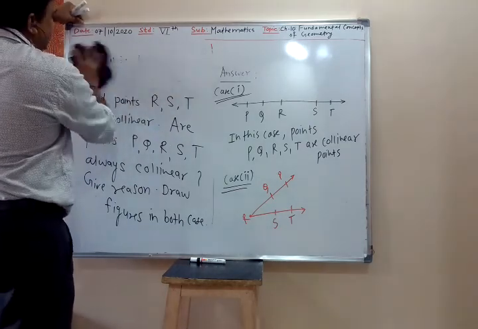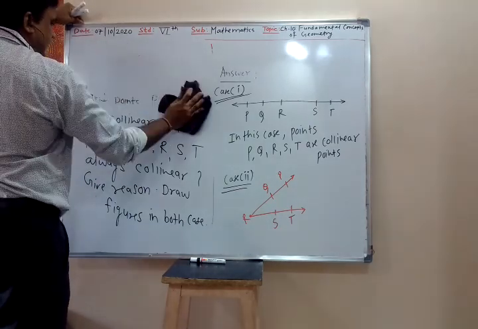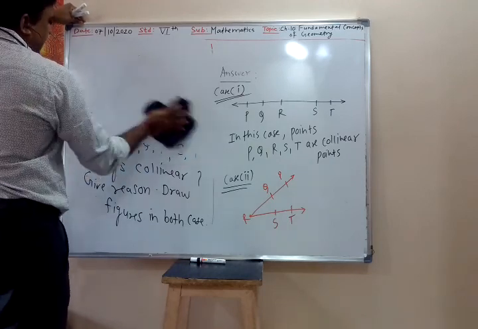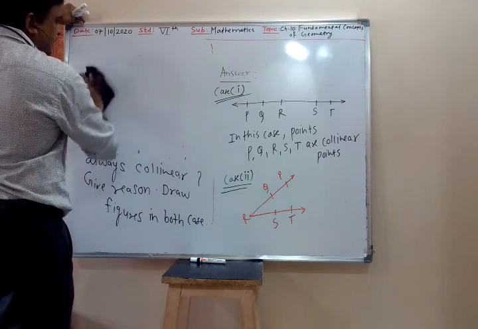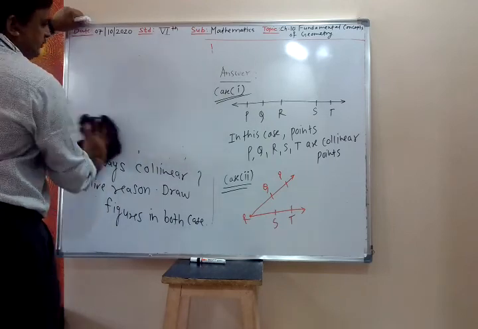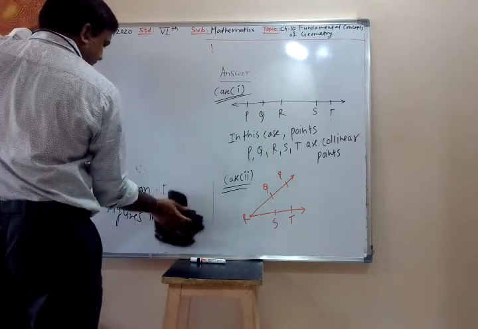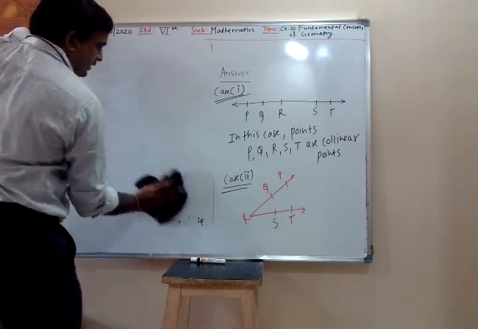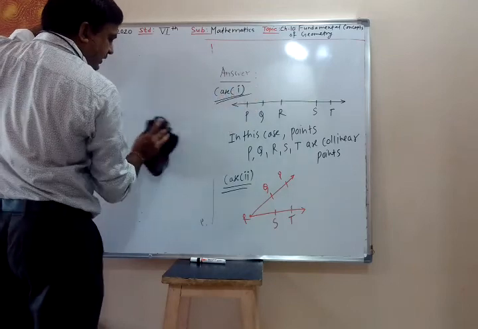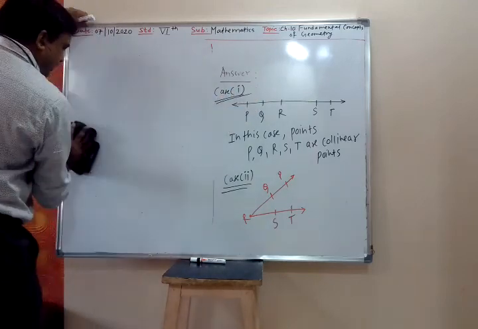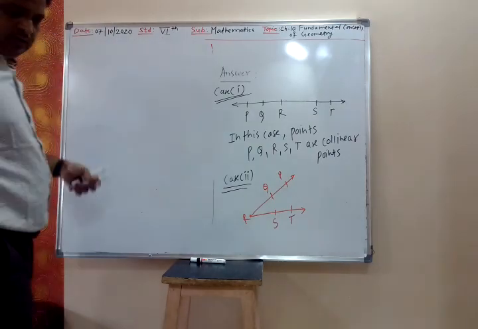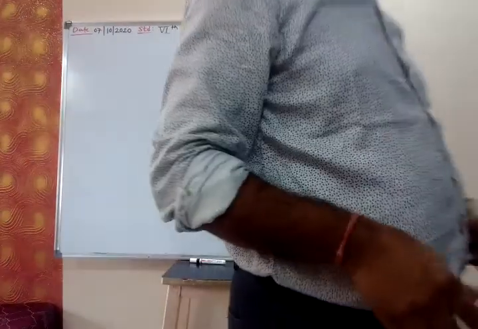Now, first case, see here. Case 1 and case 2. In case 1, the point P is there. The points PQRST are collinear in case 1. Now I have taken the second case.